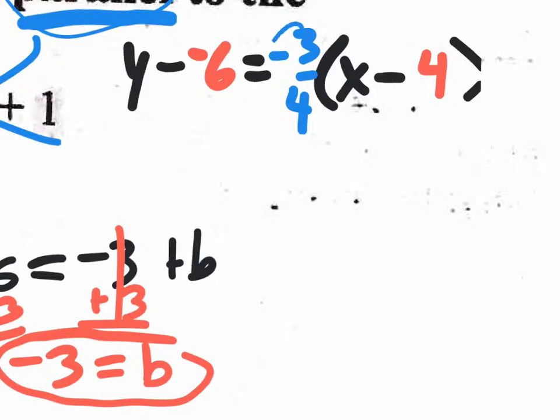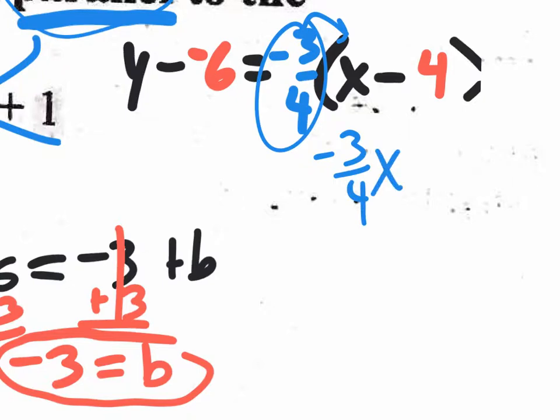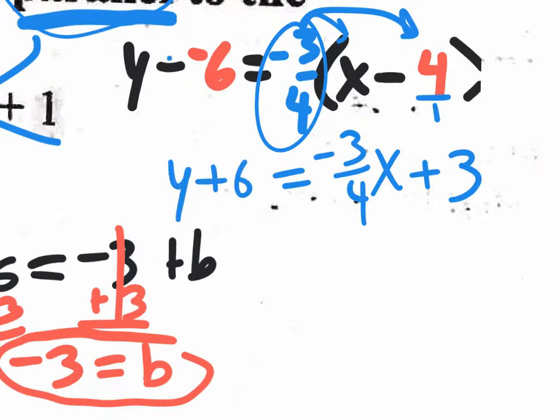So when you distribute the negative 3/4 times x, you get negative 3/4 x. When you distribute negative 3/4 times negative 4, you're going to get a positive and the 4's cancel, right? So you end up with a positive 3 right there. And you still have the equal sign. You still have y plus 6 because the minus minus changed to plus plus.